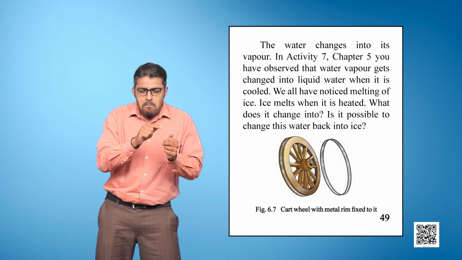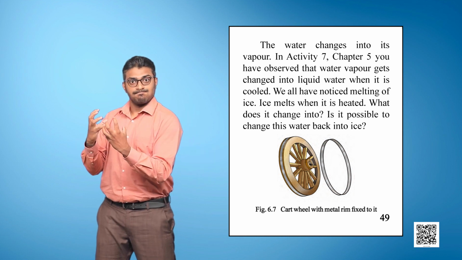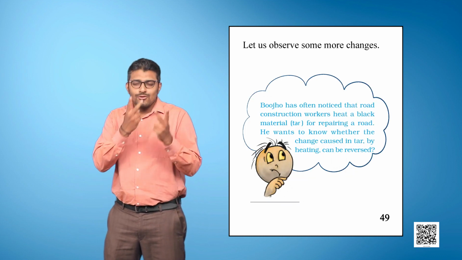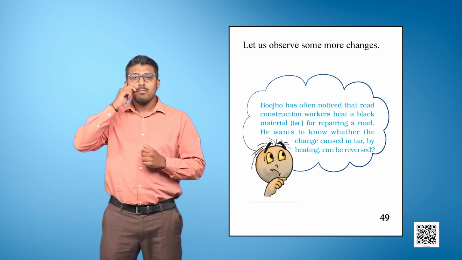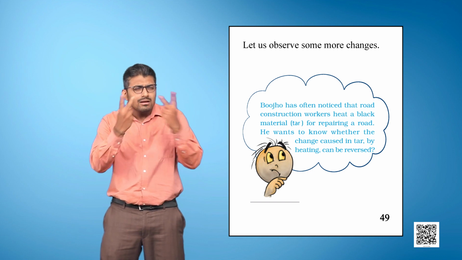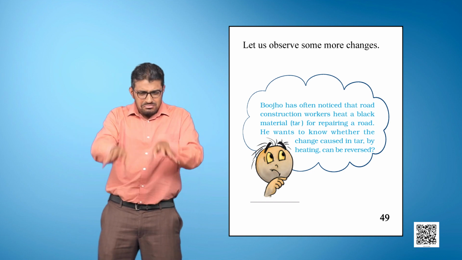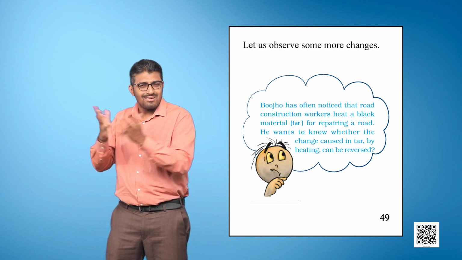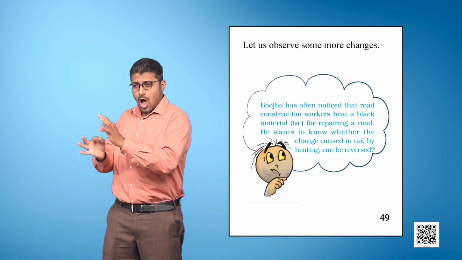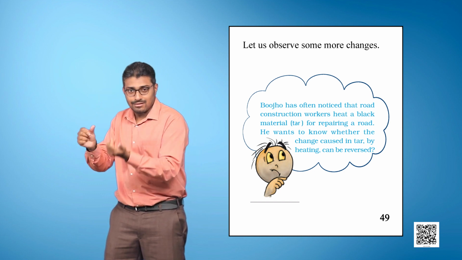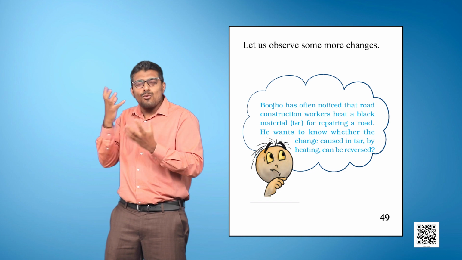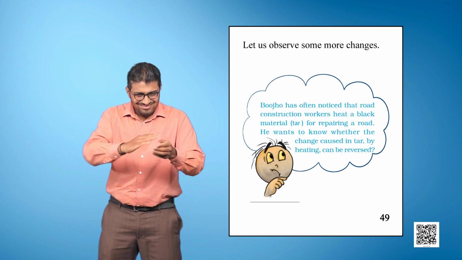Is it possible to change this water back into ice? Let us observe some more changes. Bojo has often noticed that road construction workers heat a black material, tar, for repairing a road. He wants to know whether the change caused in tar by heating can be reversed.